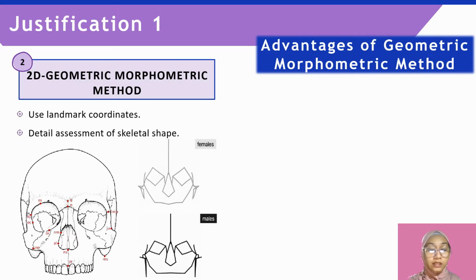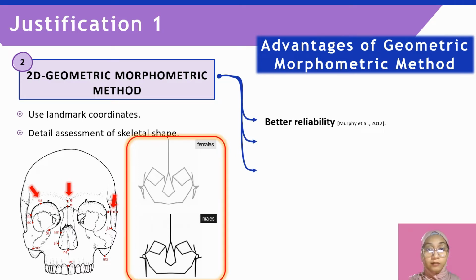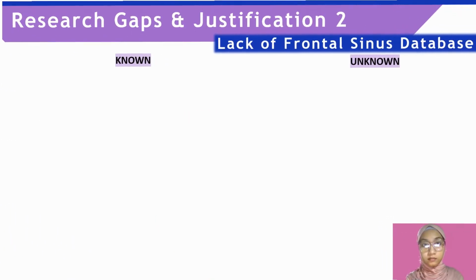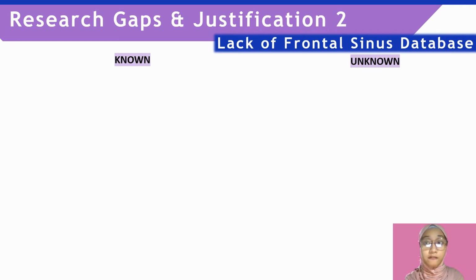So this method, instead of using linear distance measurement, uses landmark coordinates to outline the bone shape. This method has better reliability of using landmark coordinates. It allows shape visualization and shape measurement, and lastly, it can be done on a radiograph, which makes it cost-effective. So the second problem is the lack of a frontal sinus database.